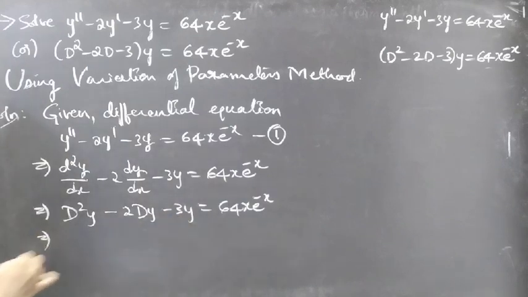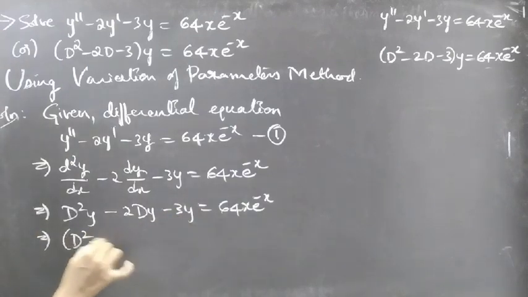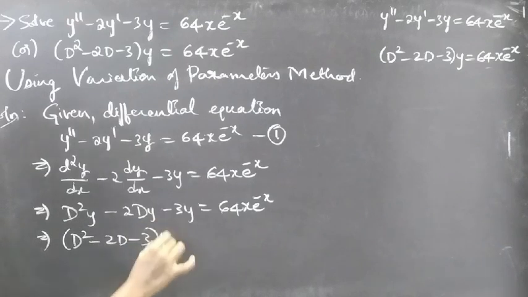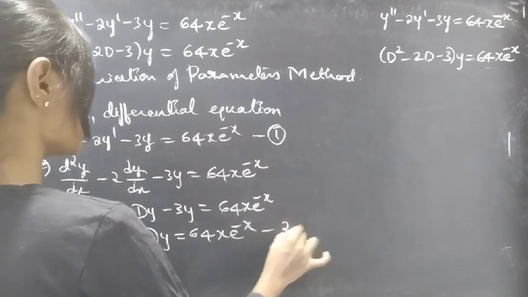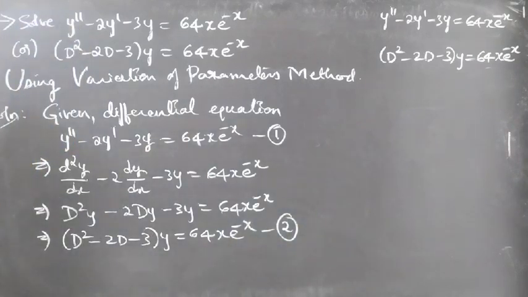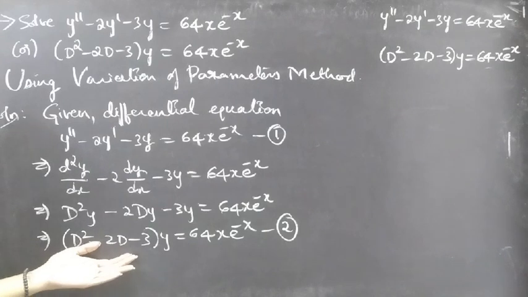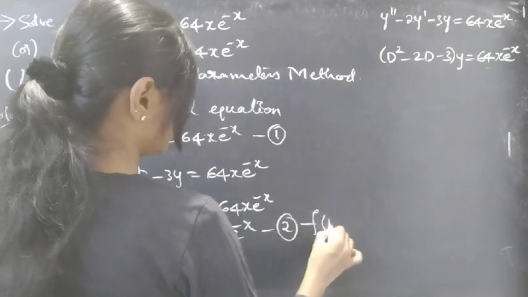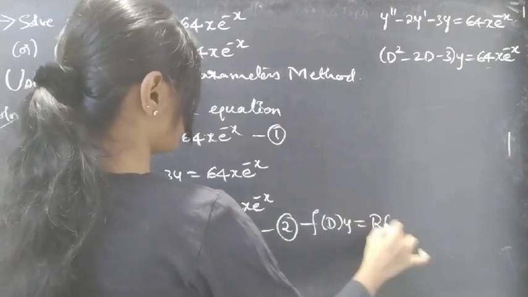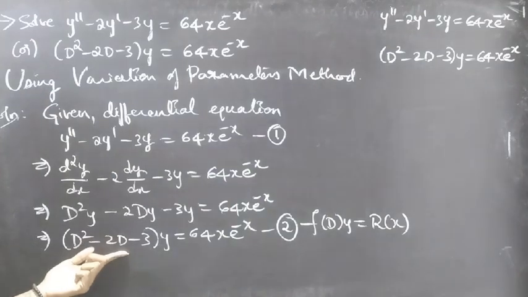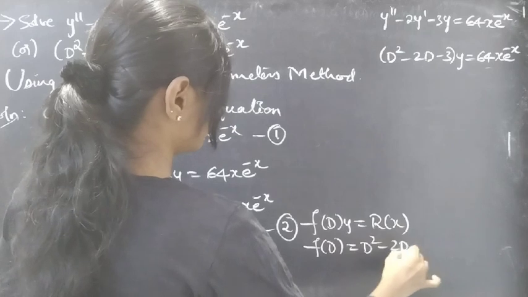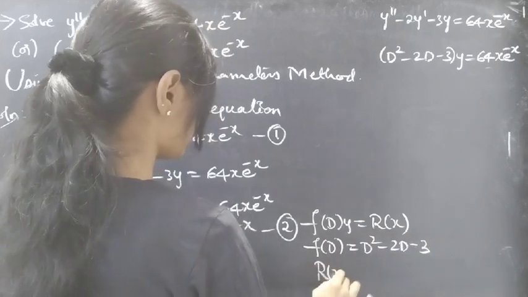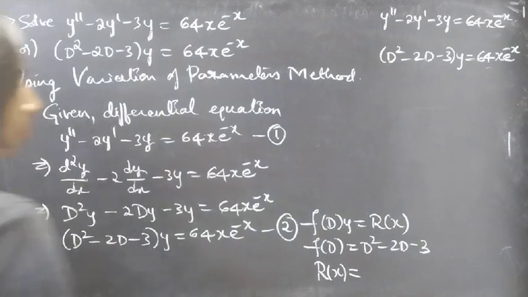Now take y common from all the three terms of LHS. We'll get (D square minus 2D minus 3) into y equal to 64x e power minus x. Consider as equation 2, which is in operator form. Equation 1 in operator form is our equation 2. Say f of D into y equal to some function of x, where f of D is D square minus 2D minus 3 and r of x is 64x e power minus x, right?